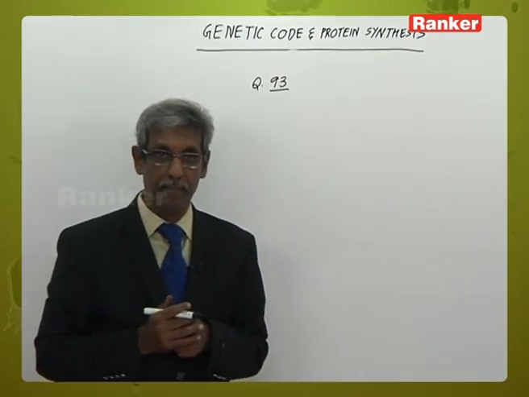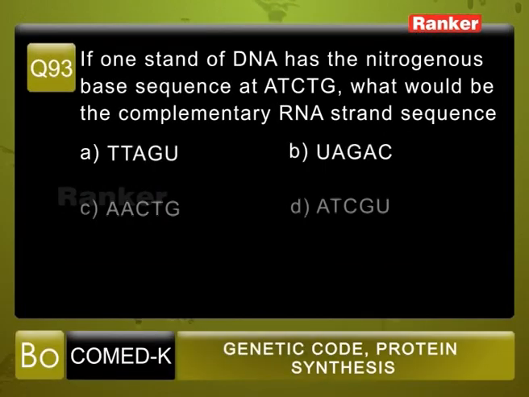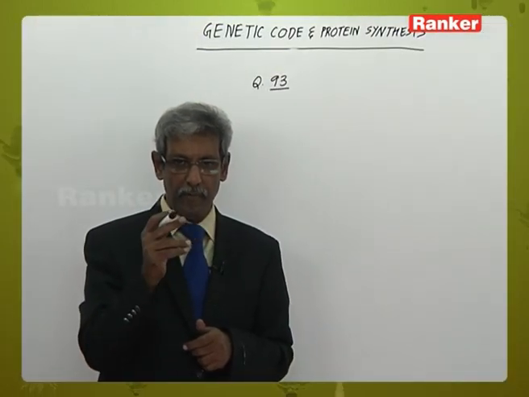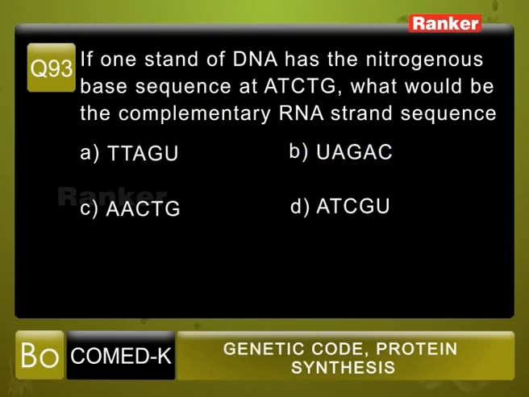Question number 93. If one strand of the DNA has a nitrogen base sequence of ATCTG, what would be the complementary RNA strand sequence? The choices are A. TTAGU, B. UAGAC, C. AACTG, and D. ATCGU. Obviously, because there is T, the opposite of T is U, hence the choice is B, that is UAGAC.